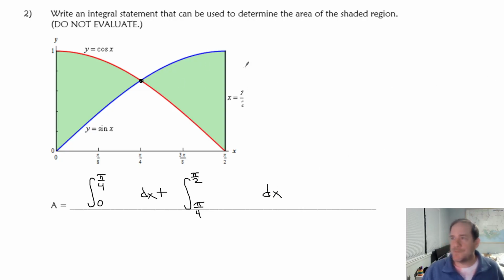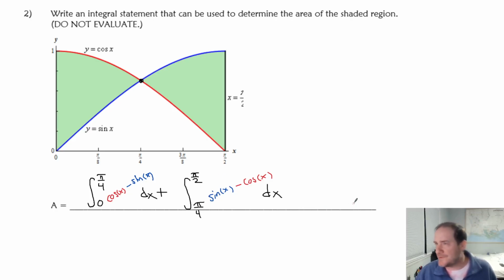In the first integral, it's the cosine function that's the greater function. So our integrand is going to be cosine of x minus sine of x in that order. And the second guy is going to be sine of x minus cosine in that order. Rats. Alright, I didn't plan ahead super well, so those aren't fitting, but that's the answer.